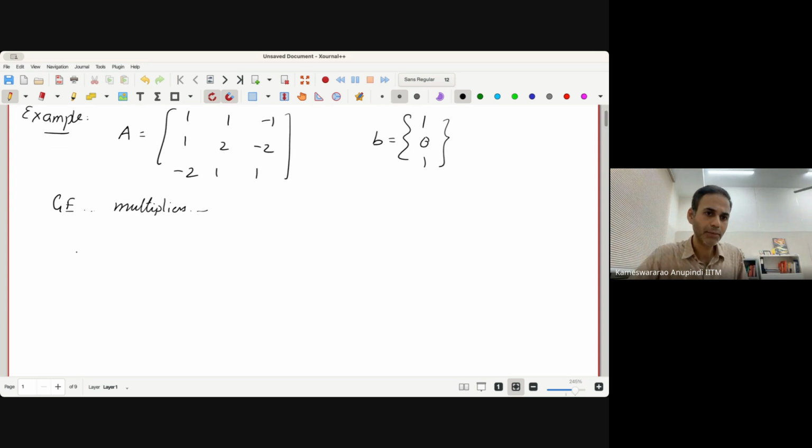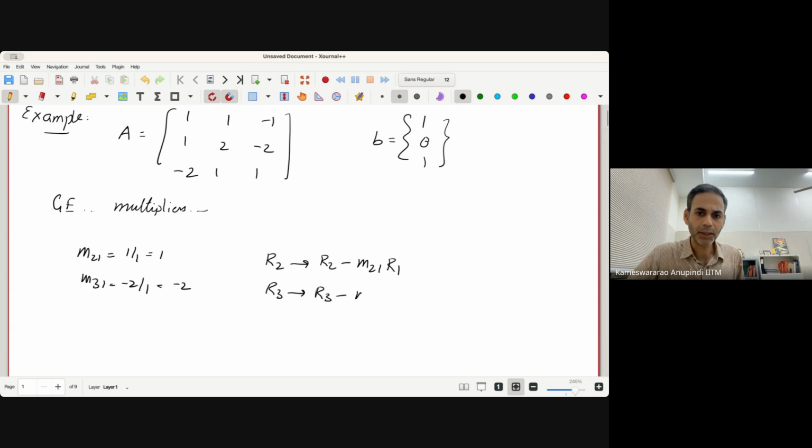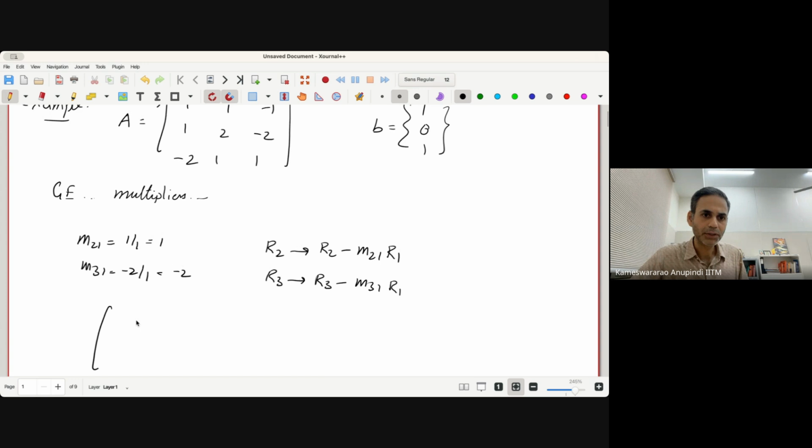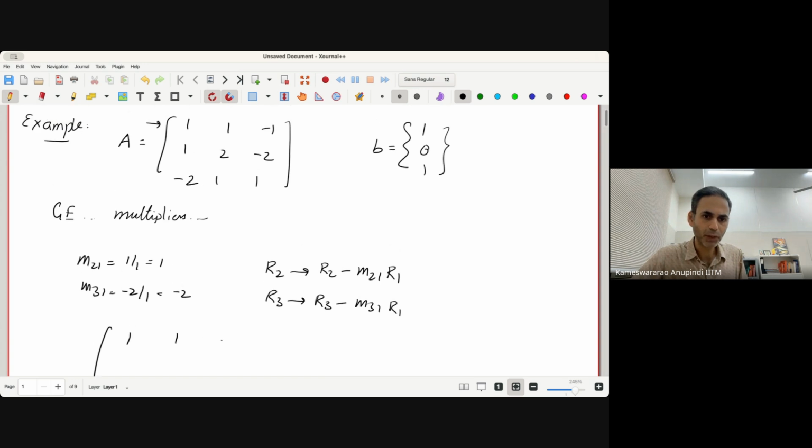So we know that the multipliers are basically M21 equals 1 upon 1, that is 1. Okay. Similarly, M31 is going to be minus 2 upon 1, that is minus 2. Then we can write R2 tends to R2 minus M21 R1, and then R3 tends to R3 minus M31 R1, right? Because the first row is the pivot row here. Then I can now perform the row operations. The first row remains unchanged. So we have 1, 1, minus 1, and on the right hand side I have 1.